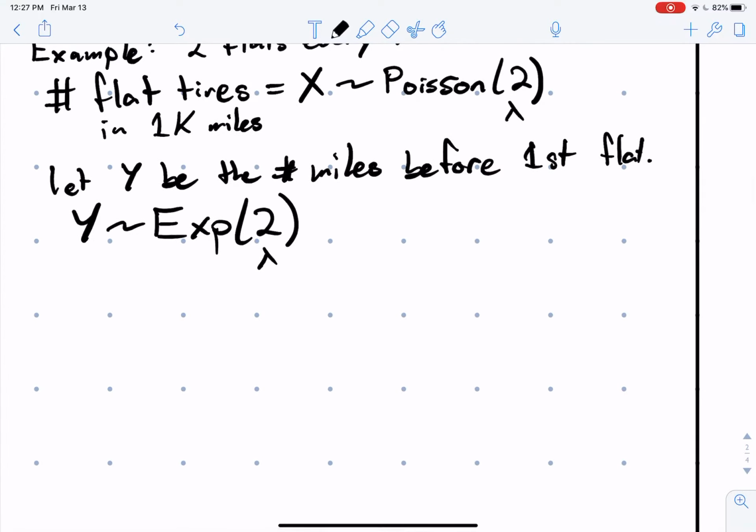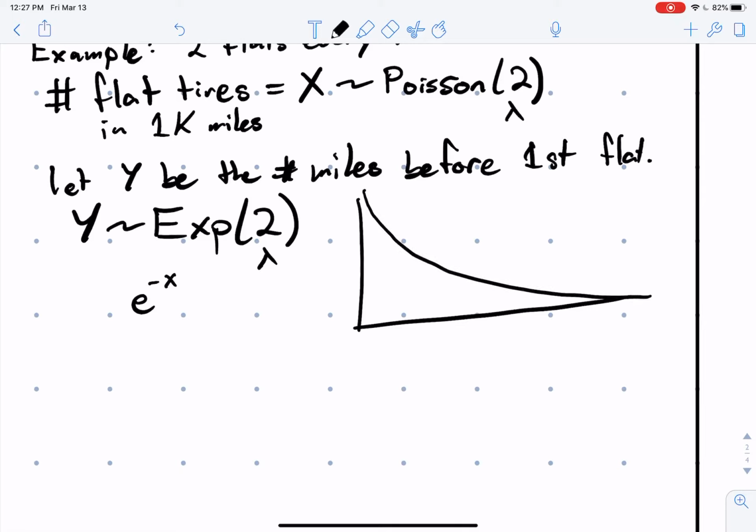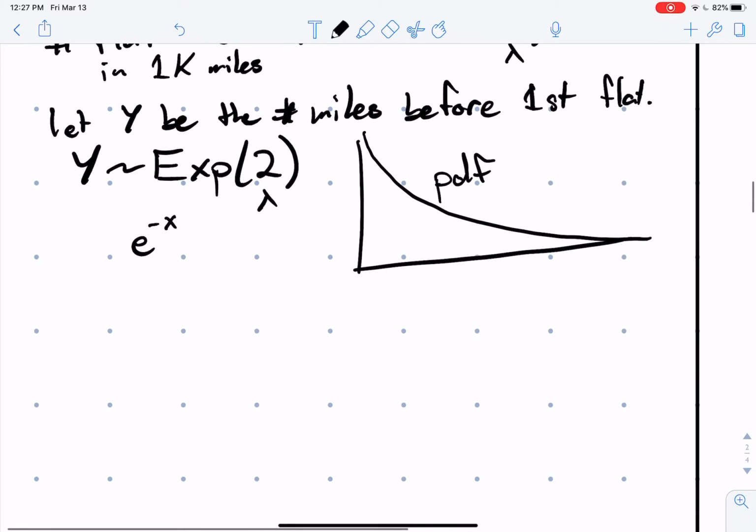So y has a PDF that looks something like this. The term looks like e to the negative x, so it looks approximately like this, the PDF. Here's the PDF.